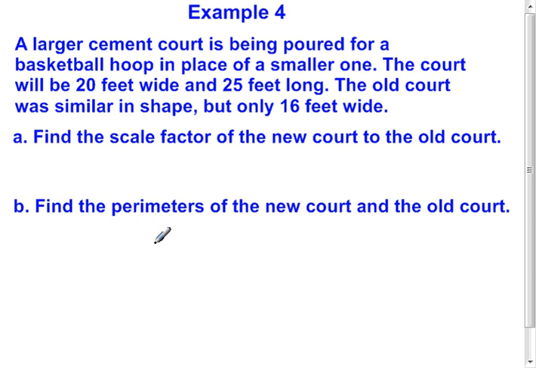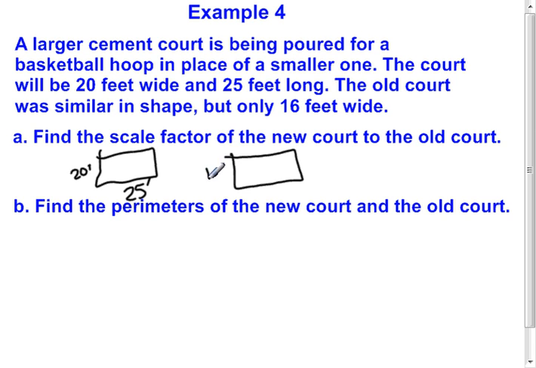Okay, so we have a basketball court here. The new court, it says, will be 20 feet wide and 25 feet long. The old court was similar in shape, but was only 16 feet wide. Find the scale factor of the new court to the old court. So this is our old, this is our new. The scale factor of the new to the old would be 20 to 16, but we could divide them both by 4, so it would be 5 to 4.